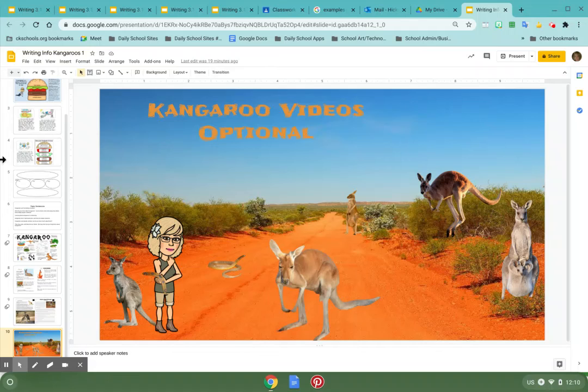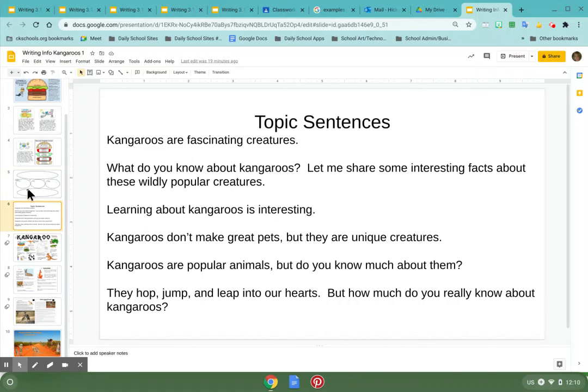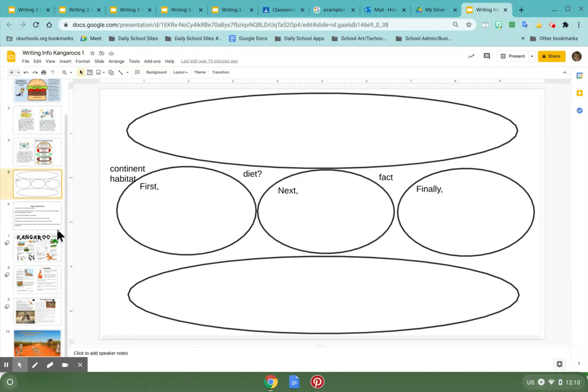So what you've got done so far is the mind map is drawn. You have filled in a topic sentence either from here or made up your own. And now your job is to think about the continent they live on and the habitat they live on, and maybe write some notes down. If you really want to keep going, you could write their diet down. Are they a herbivore, carnivore, omnivore? What do they eat?